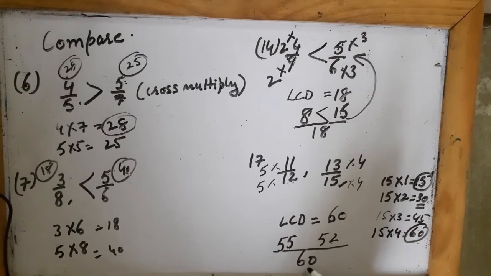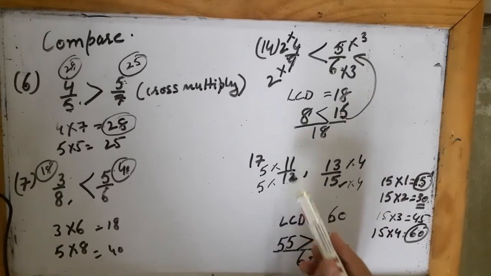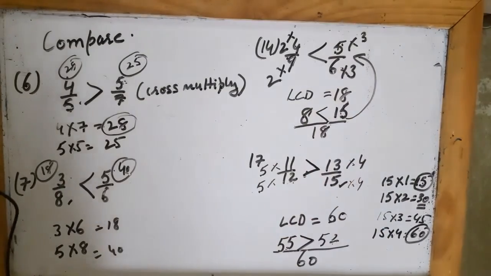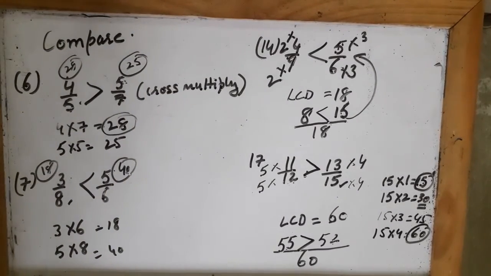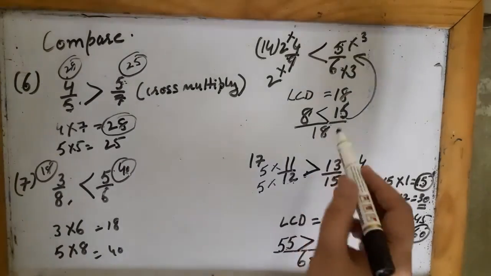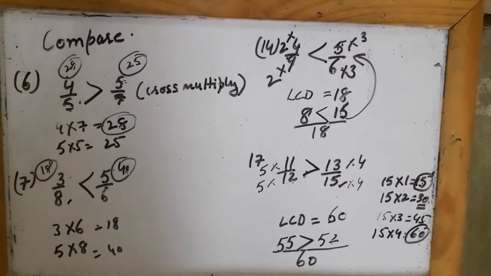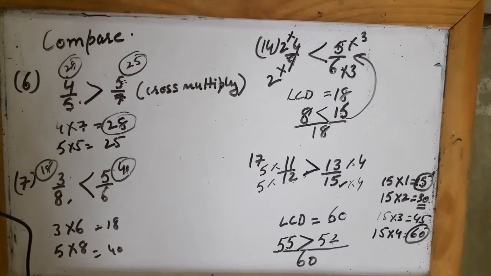And both of them are like fractions now because both have the denominator 60. So among the numerators, which one is bigger? 55 is bigger, and 55 belongs to this fraction, so it means 11/12 is bigger than 13/15. So these are the two methods with which you can compare fractions, either by cross multiplication or by turning the unlike fractions into like fractions and seeing the numerator which is bigger, that fraction will be bigger.